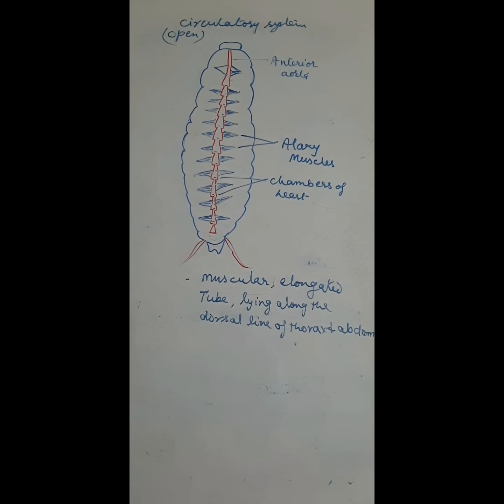Now the circulatory system of the cockroach. The circulatory system is open type. Open type means that no definite blood vessels are there. The blood flows through the open space, that is the hemocoel, and comes in contact with the blood cells. The heart and aorta are present. This is the aorta and this one the heart.